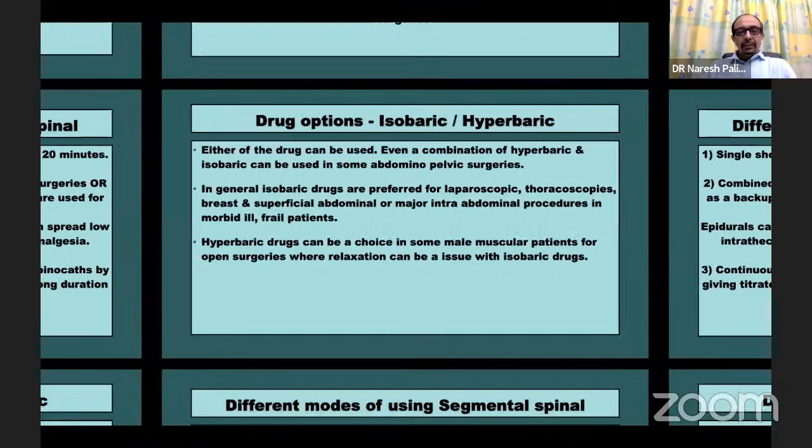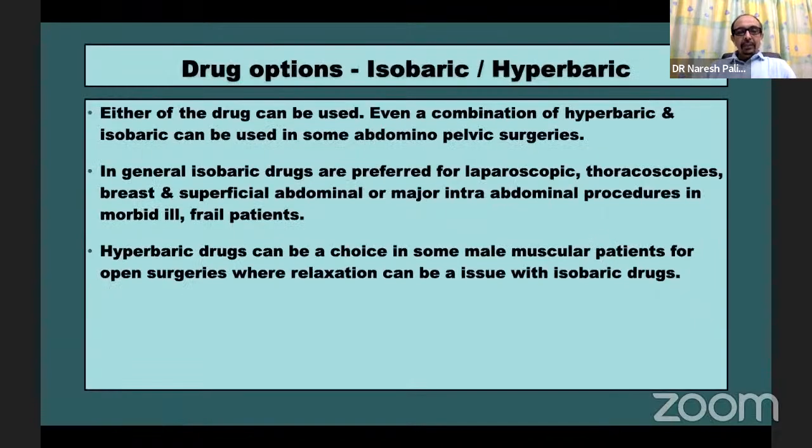About the drug options, isobaric, hyperbaric, either of them can be used. Even a combination of hyperbaric and isobaric can be used in some abdominopelvic surgeries. In general, isobaric drugs are preferred for laparoscopic, thoracoscopy, breast and superficial abdominal or major intra-abdominal surgeries in very morbid ill frail patients where relaxation is not an issue. And hyperbaric drugs can be a choice in male muscular patients.